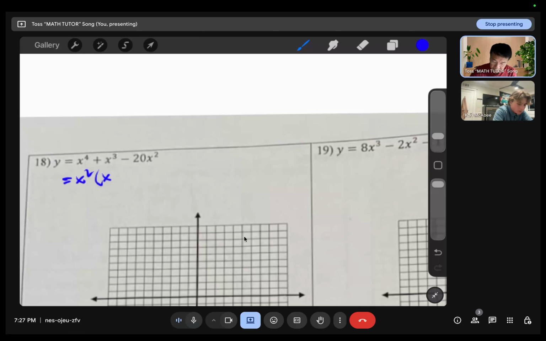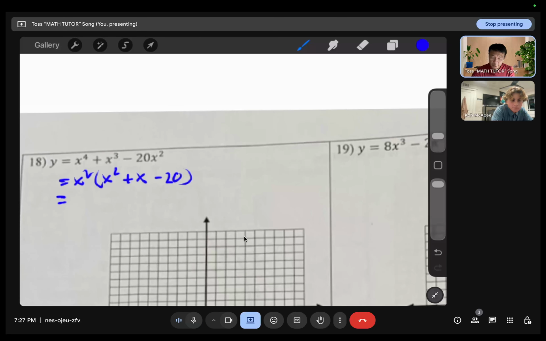x squared times what will give you x to the fourth? It'll be x squared. x squared times what will give you a plus x to the third? It'll be x. x squared times what will give you negative 20x squared? It'll be negative 20, like that. Okay, so far. But then the trinomial is likely to be factorable, so you have to try it. So you're going to factor the trinomial.